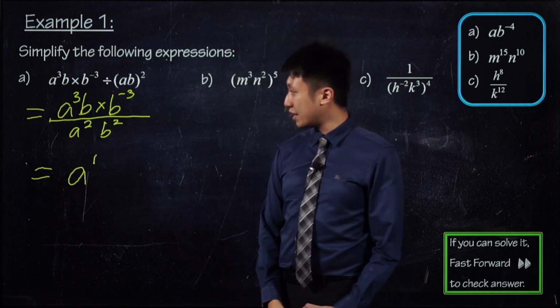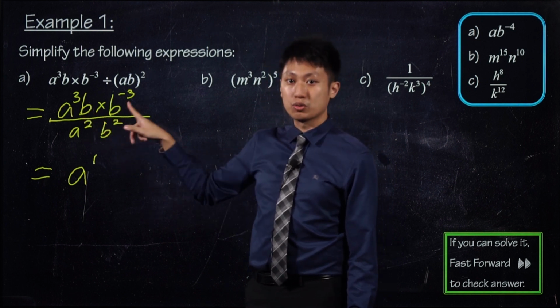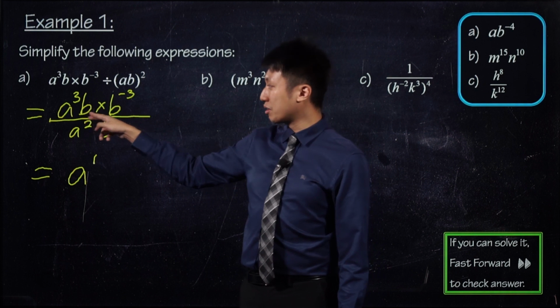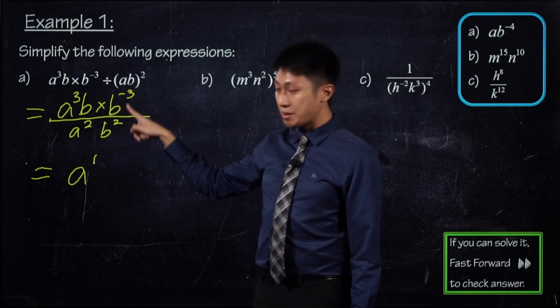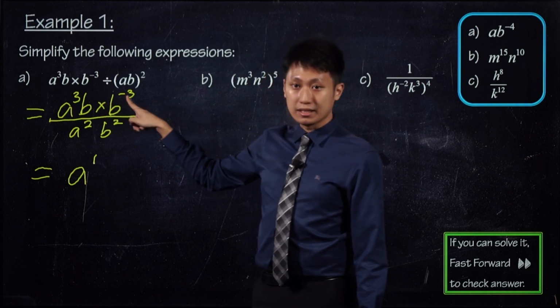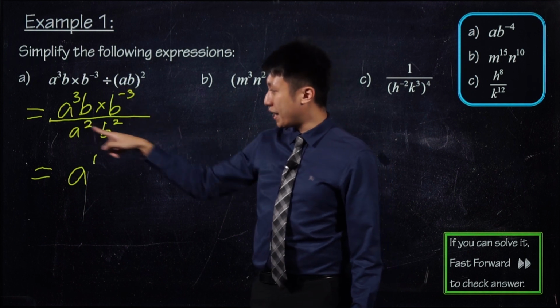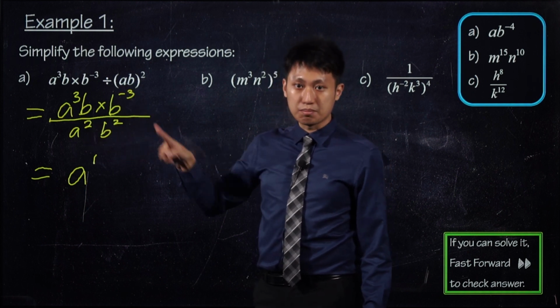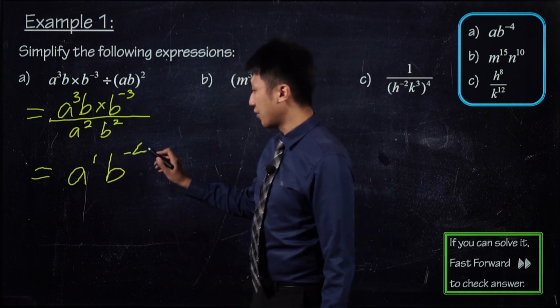How many b's do I have here? 1, 2, 3. On top, b's multiply, so multiply them means what? Plus. Then top and bottom, how do you do it? You minus. So 1 minus 3 is minus 2 already. Minus 2, then minus 2 again. So it's minus 4. So here, b to the power minus 4.